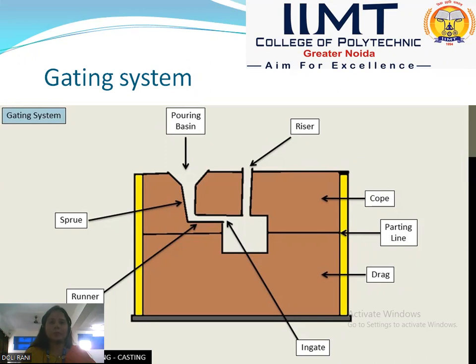First of all, during preparation, the mold is made in two parts. The upper part is called the cope and the lower part is called the drag. It depends on the type of pattern. Suppose we are using a single piece pattern or a multi piece pattern, and there are so many types of patterns also. So the mold is made in two parts.